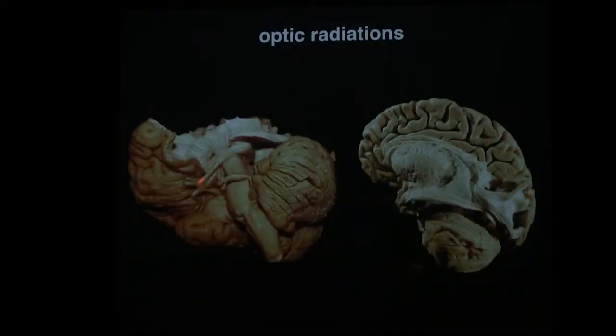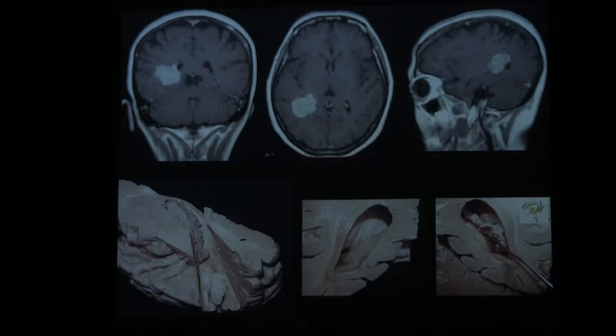The optic radiations, this is the whole optic pathway. So we have the optic nerve, chiasm, optic tract, lateral geniculate, and you can see how Meyer's loop arises from the lateral geniculate and runs posteriorly in order to find the calcarine fissure, covering the lateral aspect of the atrium and the roof of the occipital horn. So this is also important in order to plan some surgeries like this.